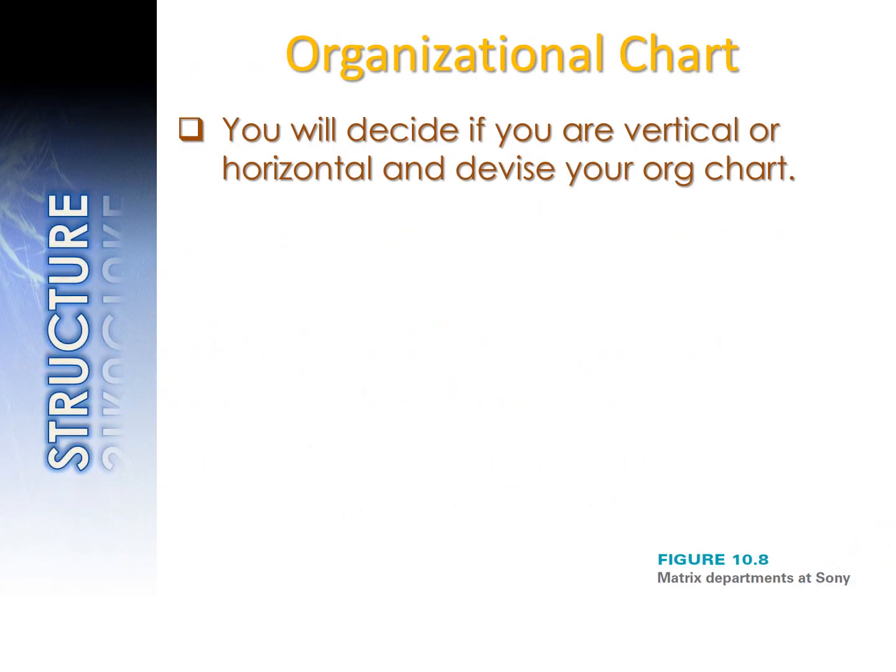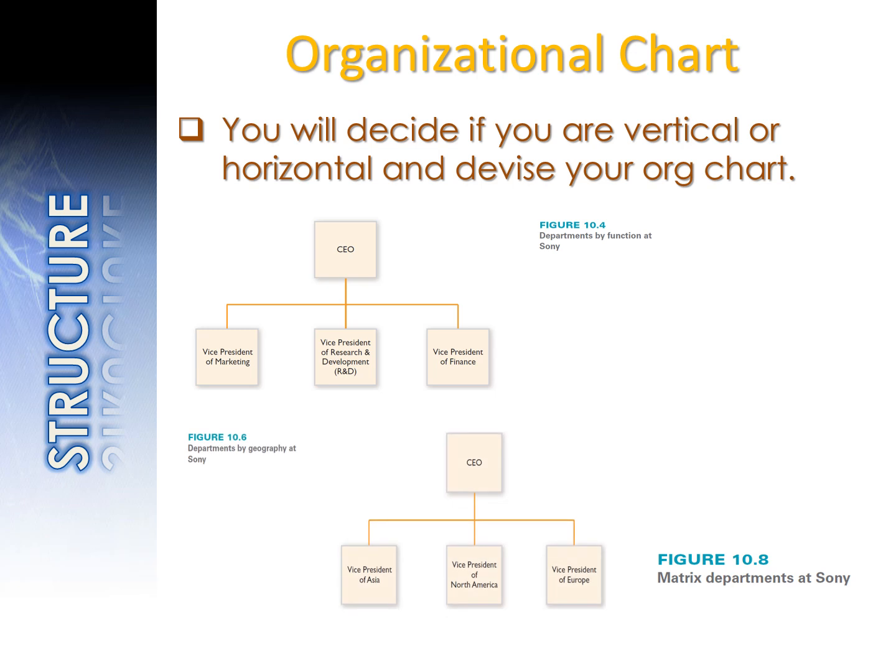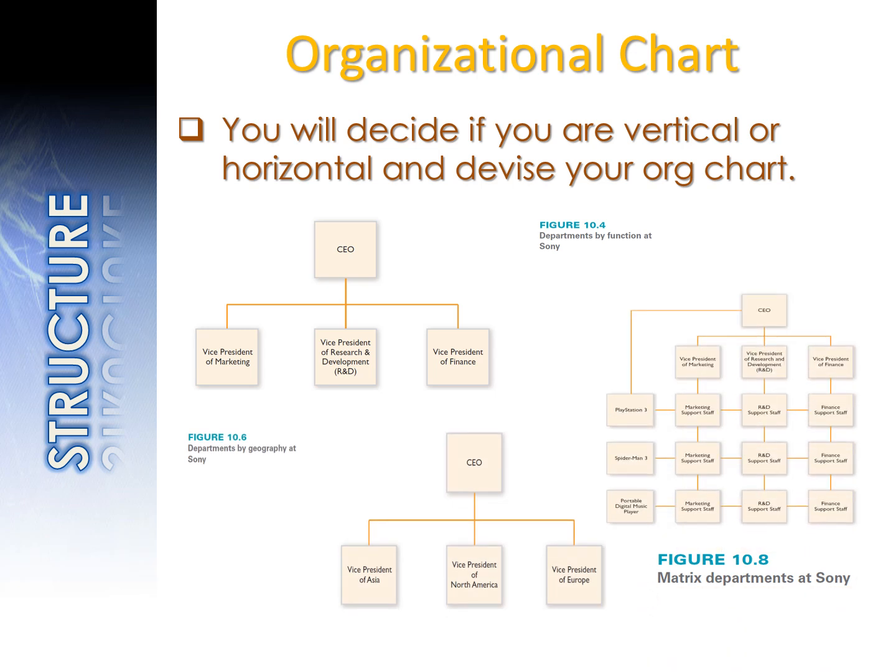So, when you make your own organizational chart, you'll decide if you're going to be vertical, horizontal, or come up with kind of a hybrid in between. Here we can see 2 different types of organizational charts, both being horizontal, and then there's a vertical.